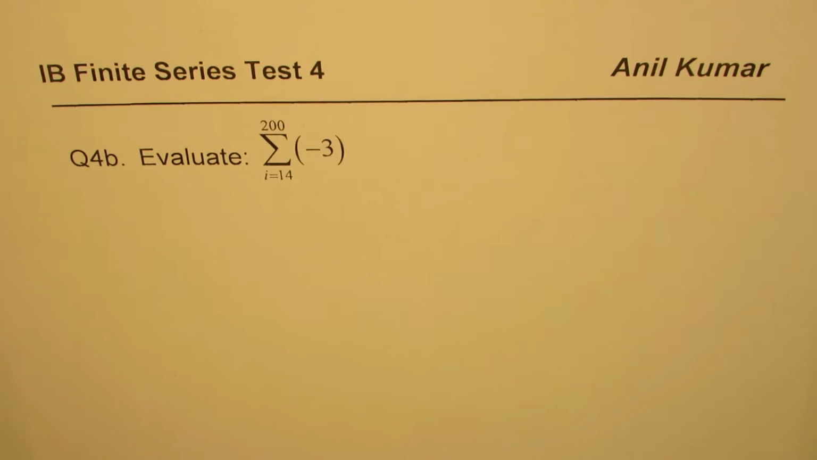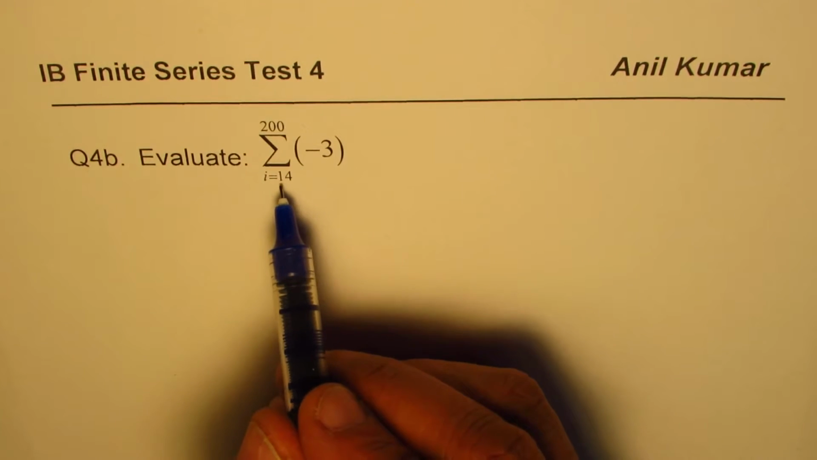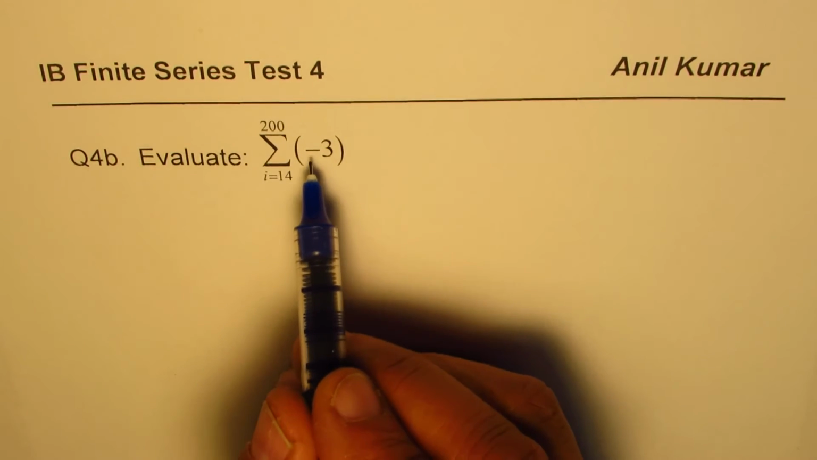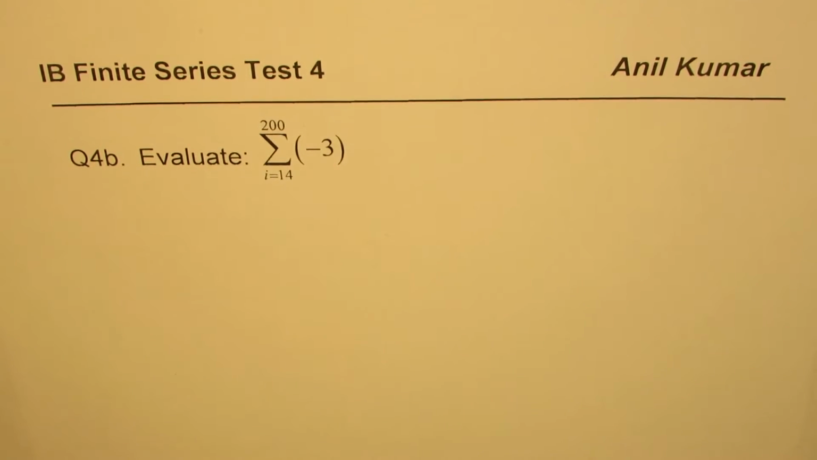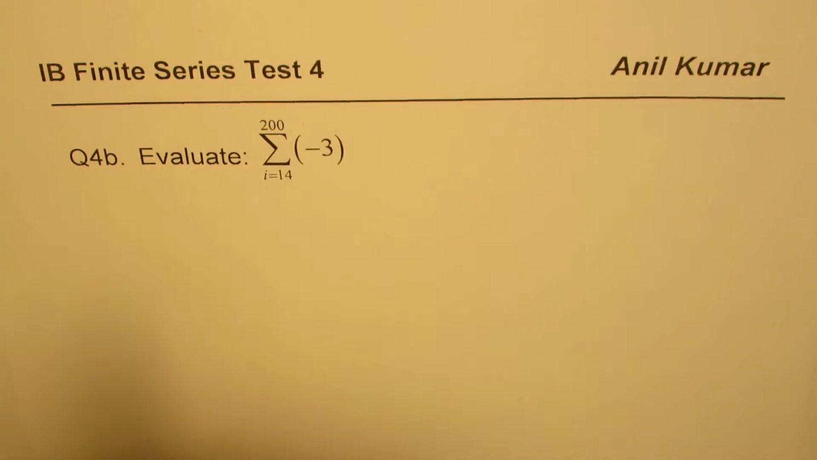This one is from finite series, question 4b. You need to evaluate the sum from i equals 14 to 200 of minus 3. You can pause the video, answer the question, and then look into my suggestions. Now, when you get a question like this, you should think what you need to do.